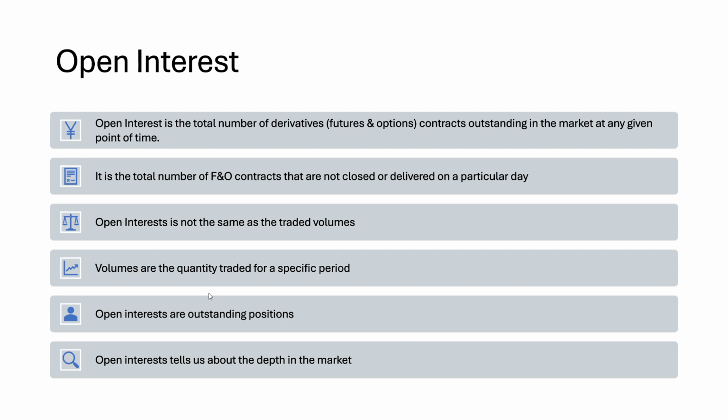Okay, so volume is the quantity traded. Volume is based on quantity. Open interest is not based on quantity, it is based on buyer and seller. One buyer can buy thousands of quantity as well as 2000 quantity. Open interest is the outstanding position.